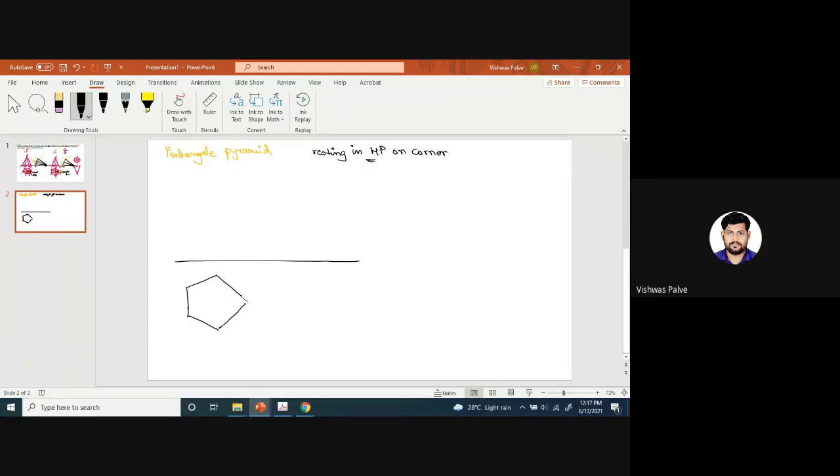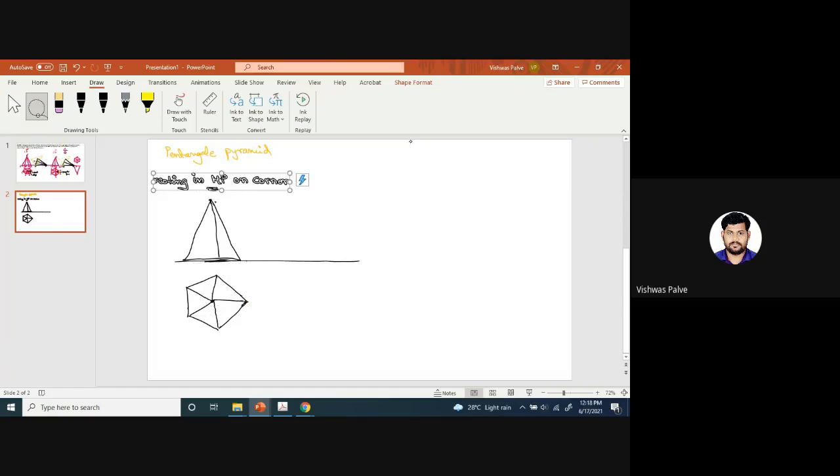It will be drawn somewhat like this. So this is called the corner resting condition. The pyramid will have an apex. If you draw the front view of this, this is called resting in HP on its corner.